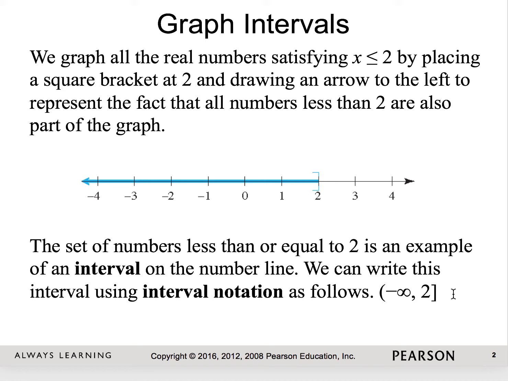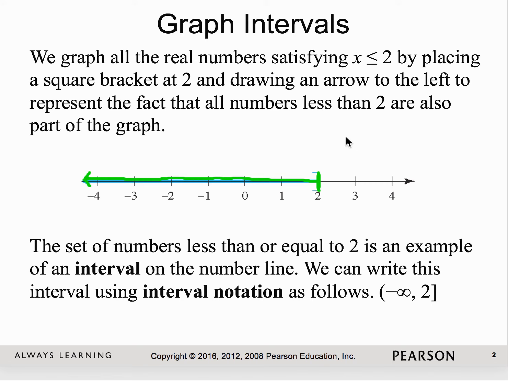We're going to talk about interval notation. So here's an inequality, right? x less than or equal to 2. So what that means on the number line is at 2, here's the value where it actually equals 2. And then this is everything that's less than 2, right? So any of these solutions work.